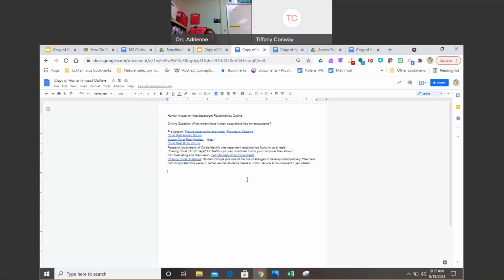It does cover a lot of our objectives in that last unit, looking at impacts and the interdependent relationships between living things and the environment itself. I think that's really a good place to start. I came across a few things, so I plugged in the pieces that we've done.